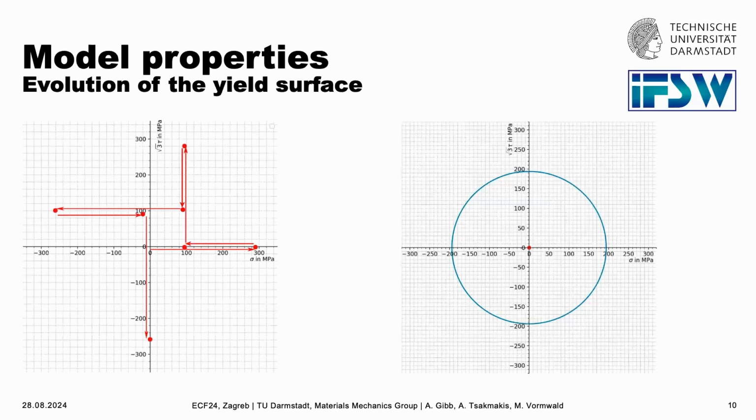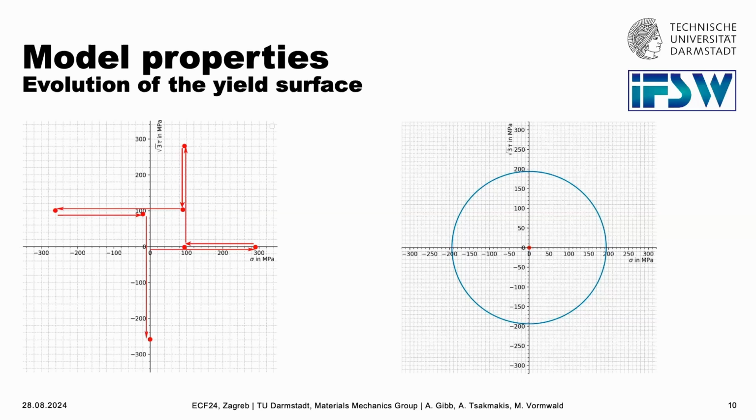So how does this look? What does this model do? On the left-hand side, we have a stress path or a loading scenario. We start in the origin and we have tensile load, compression, torsion, and so on until this very end point. And on the right-hand side, you will see a video soon. The red dot is the current loading site. The blue circle is the yield surface. So initially we have a von Mises yield surface.